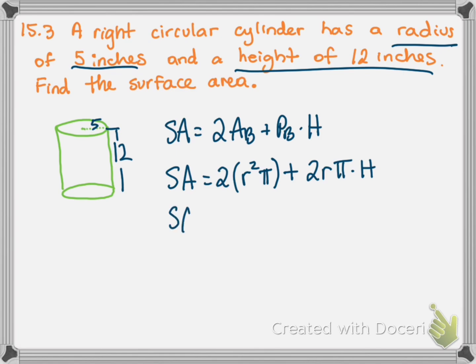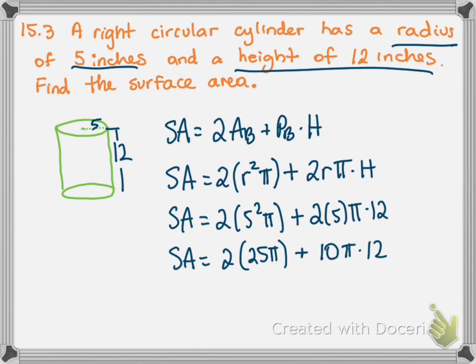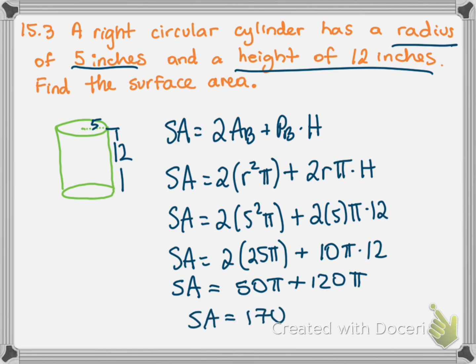And in this case, they say that the radius was 5, so it's 5 squared pi. And then the circumference is 2 times 5 times pi, and the height in this case is 12. So we got 2 times 25 pi and 10 times 12. And then just to finish this, we have to multiply first and then add. So we have 50 pi plus 120 pi, which is 170 pi. And that would be the surface area of the cylinder. And in this case, the units are inches, so square inches.